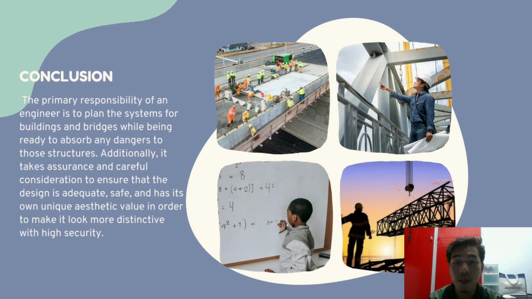In conclusion, the primary responsibility of an engineer is to plan the system for buildings and bridges while being ready to absorb any dangers to the structure. Additionally, it takes assurance and careful consideration to ensure that the design is adequate, safe, and has its own unique aesthetic value, in order to make it look distinctive with high security. That's all from us.